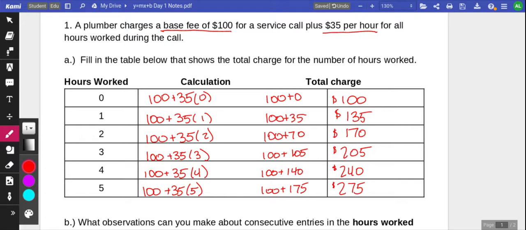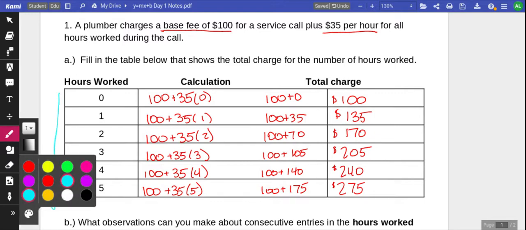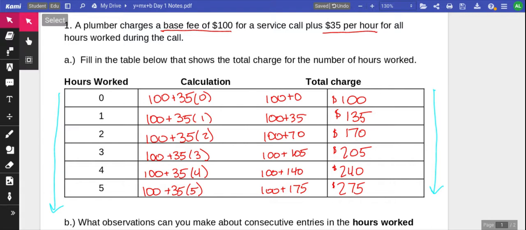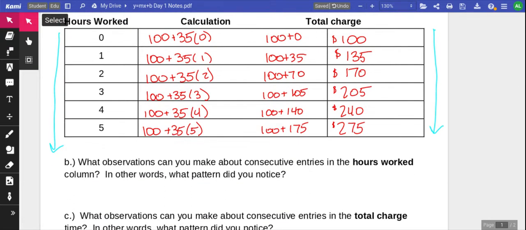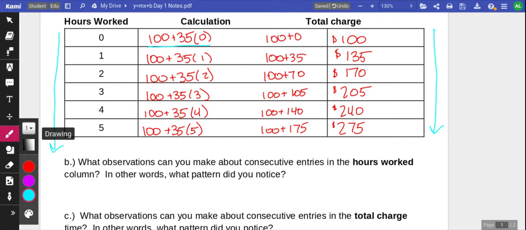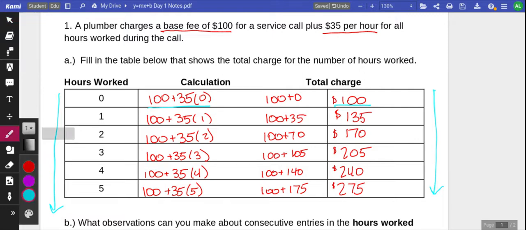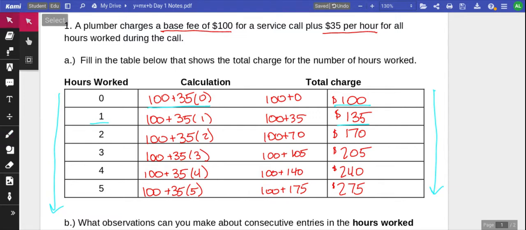So we have here in this table all the different hours worked, and how that correlates with the different prices. If he works 0 hours, so before he even starts working, he's already made $100. No matter what, he's going to make $100 from, I think they call it the service or the base fee. All right, then it's a fee per hour. So every hour that he's working, he's earning another $35. All right, so we've got some questions here.